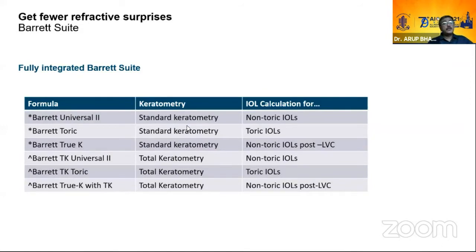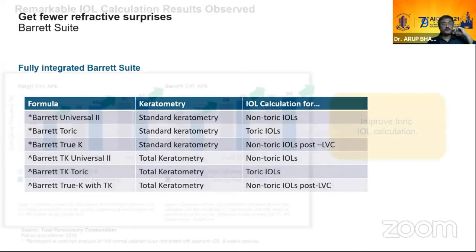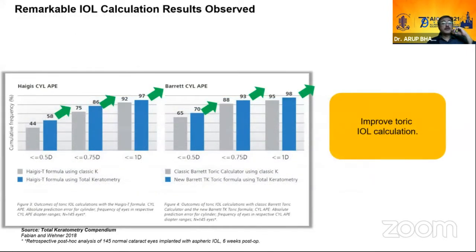It has a Barrett suite, all kinds of Barretts except Barrett RX. Barrett RX is actually not a formula, it's a planner. But apart from the Barrett RX, it gives all kinds of Barrett formulas, and this Barrett TK Universal 2, Barrett TK Toric, and Barrett 2K with TK is not available in any other machine. Now let us see the result of the TK.